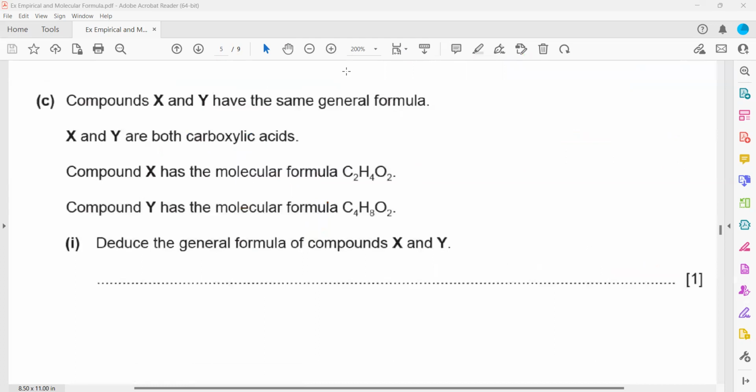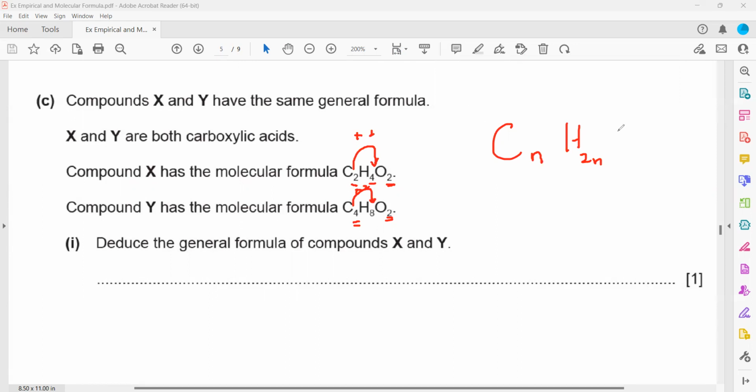The next is compound X and Y have the same general formula. Look how we generalize the result. If a compound has two carbon, it has four hydrogen. So hydrogen becomes double and oxygen remains two. If it has four carbon, it has eight hydrogen, but oxygen remains two. So how can we generalize this? If we say a compound contains n carbon, how many hydrogen will be there? Because always the hydrogen is double, the hydrogen will be 2n.